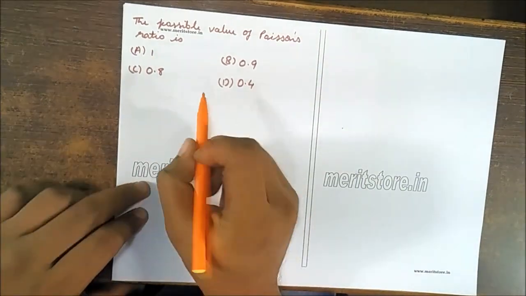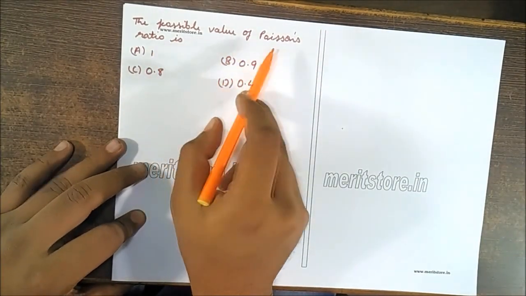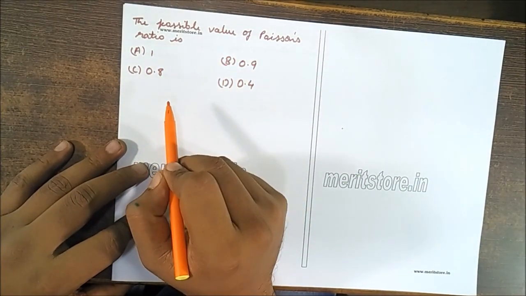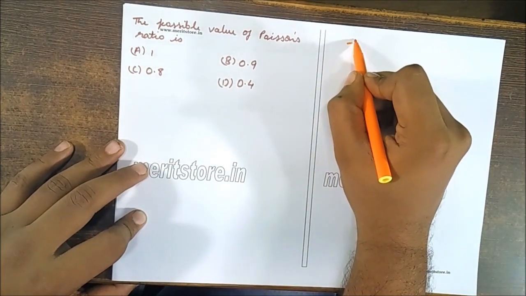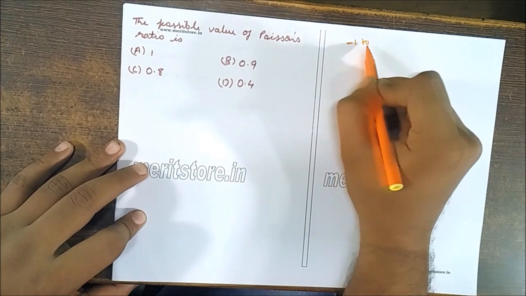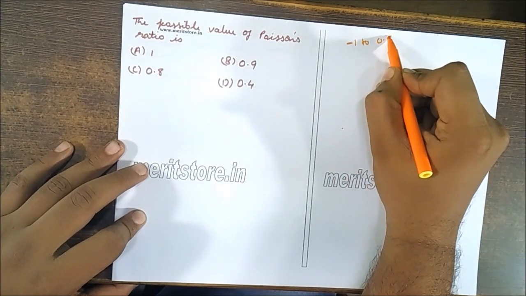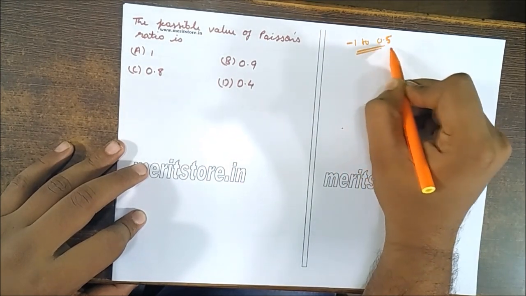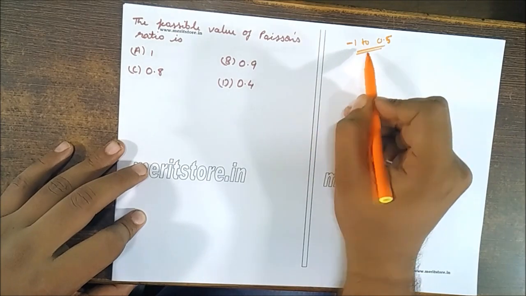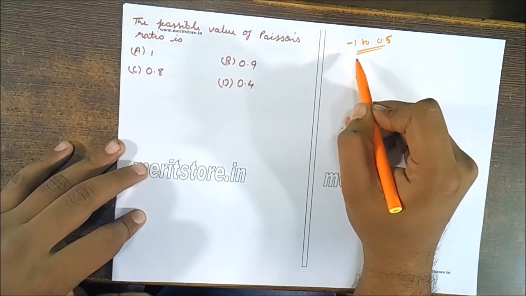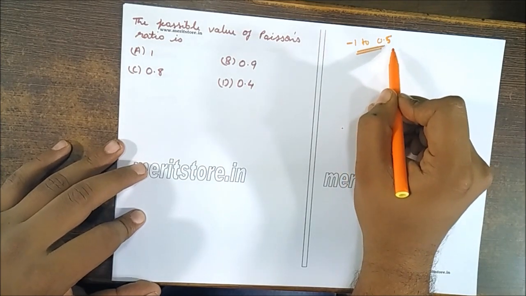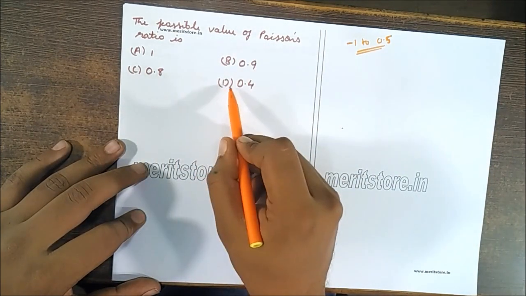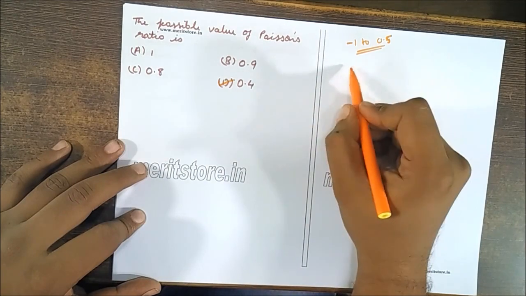Now the possible value of Poisson's ratio is, now we need to remember this very carefully, that Poisson's ratio range is -1 to 0.5. Always do remember it. That's why this question has been selected, so that we do not waste our marks on such easy questions. So -1 to 0.5, so only the option 0.4 matches it, so option D.